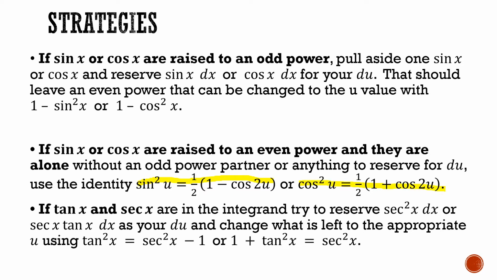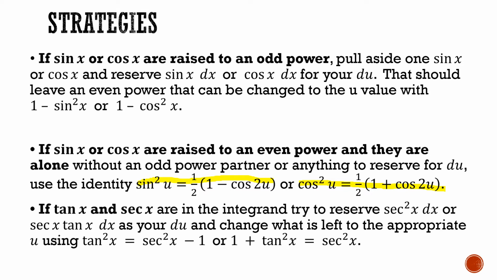Now, if you have tan or secant, basically you want to try to set aside your secant squared or your secant tan, because we know what would give us the derivative of a secant squared or a secant tan. So like if we had secant x, I know the derivative of secant x is secant tan, or if I had tan x, the derivative of tan x is secant squared.